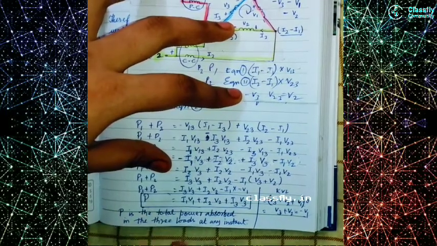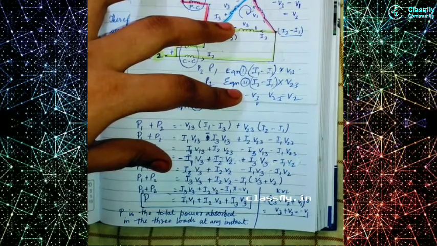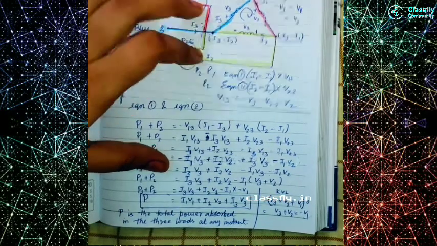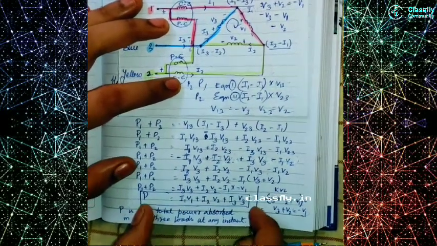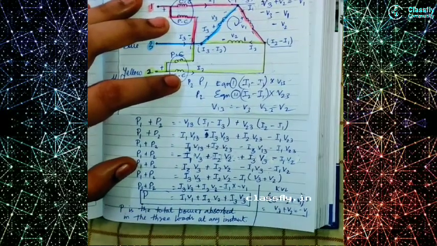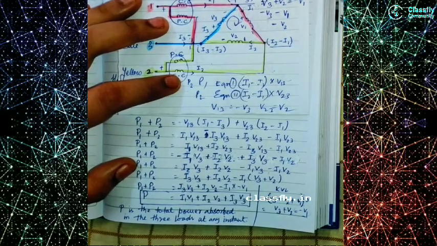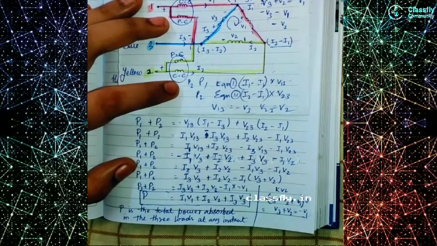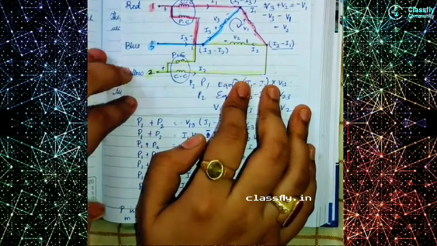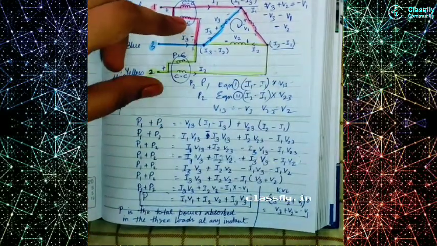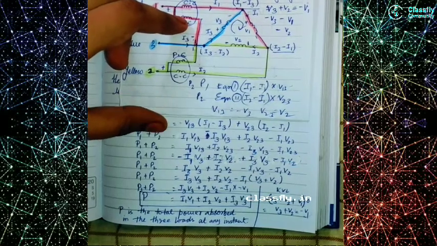That means this P is the total power absorbed by the three loads, that is V1, V2, V3, right? So for the star connection we got the same equation, and for the delta connection also we got the same equation. So we can measure the power with the help of the 2 wattmeters also, and we will get the same result. So I hope you understood the lecture of today.